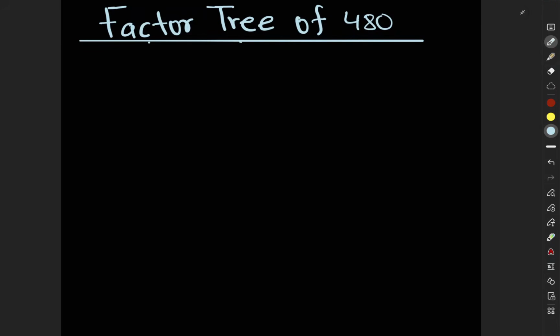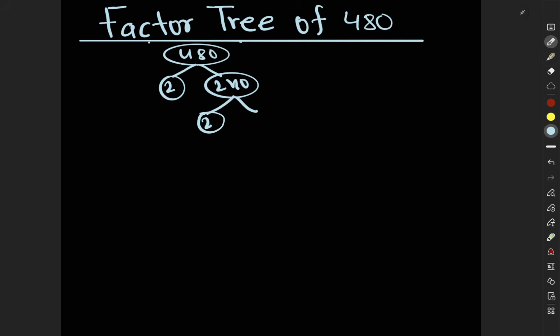Factors of 480. So 480 can be written as 2 and 240. So 2 times 240 makes 480. 240 can be written as 2 and 120. So 2 times 120 makes 240. 120 can be written as 2 and 60. So 2 times 60 makes 120.